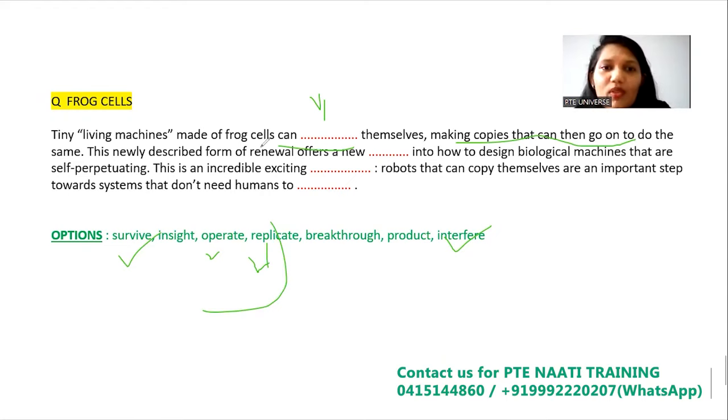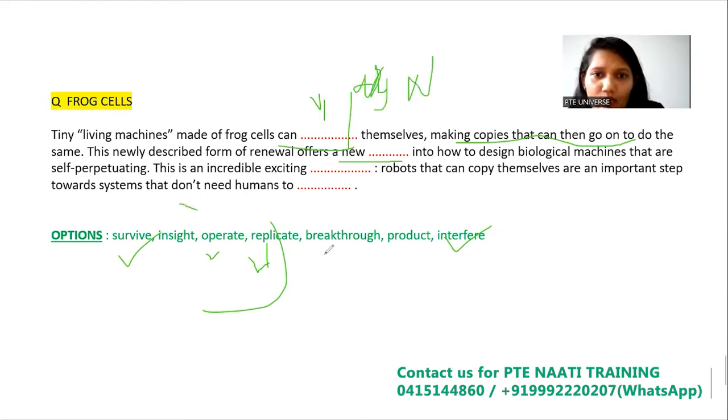This newly described form of renewable offers a new. So a new dash. Now see, this is an adjective. You need a noun. It will provide what? Insight or breakthrough. Insight means information. So this is providing information. Discovery, breakthrough is a discovery. So insight makes sense. Into how to design biological machines that are self-perpetuating.